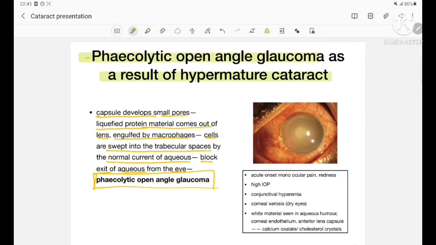The features of it are: it is acute in onset, there is monocular pain and redness, high intraocular pressure, conjunctival hyperemia, corneal xerosis, that is dry eyes, white material is seen in aqueous humor, and the corneal endothelium and anterior lens capsule have calcium oxalate or cholesterol crystals.